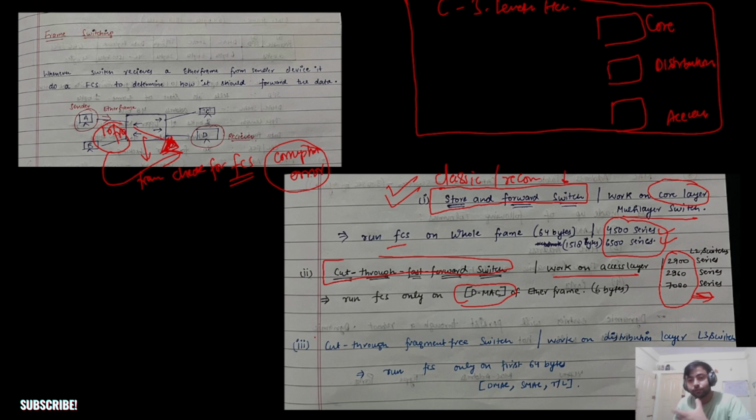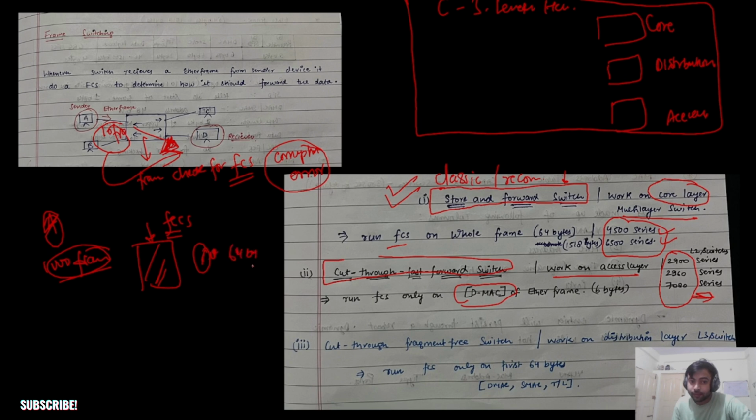So, what is the next type of switch? We have the cut-through fragment free switch. It's a compromise between these two switches: first is classic, and the second one is the L2 switch. They decided to run the frame check sequence on the first 64 bytes. So, if a sender is sending 1000 frames, the switch will not run the frame check sequence on whole frames. It just does the frame check sequence on the first 64 bytes and then forwards the data. This is also recommended, and it works on the distribution layer of the Cisco hierarchy of devices. So these are the frame switching scenarios. It depends on which type of switch we are using for the forwarding method.